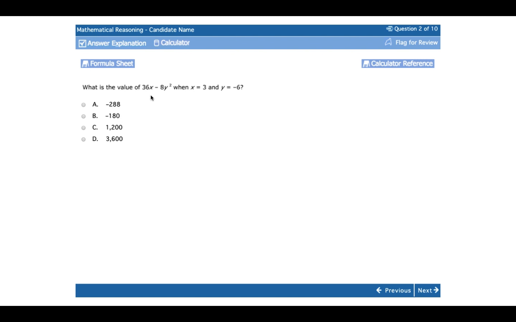What is the value of 36x minus 8y squared when x equals 3 and y is equal to negative 6? Well, they tell us what x and y are, so we just plug them in. I rewrite it like this.